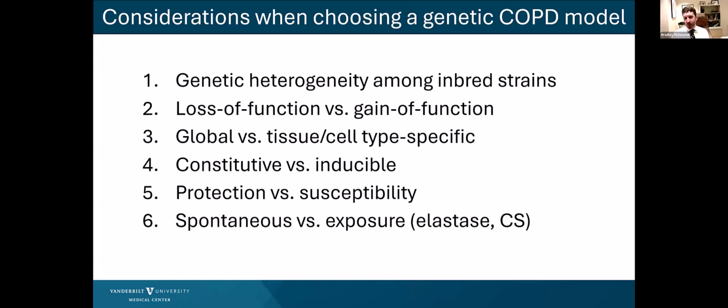You need to consider, do you want a loss of function versus a gain of function mutation? Are you going to introduce that mutation globally or in a specific tissue or cell type? Is it going to be constitutive, meaning present during development, or is it inducible at some time later in adulthood? Depends on your phenotype you want to study. Is it your hypothesis that this model is going to be protective or susceptible? And do you want to just look at spontaneous phenotypes, or do you want to combine this with some kind of an exposure?